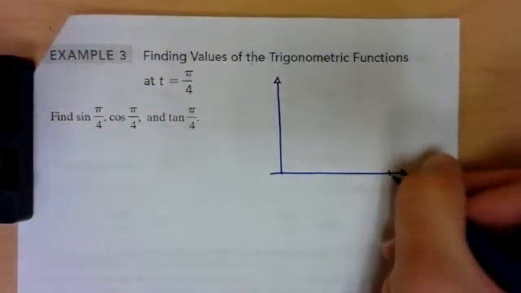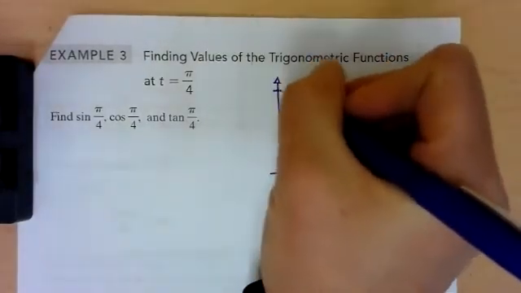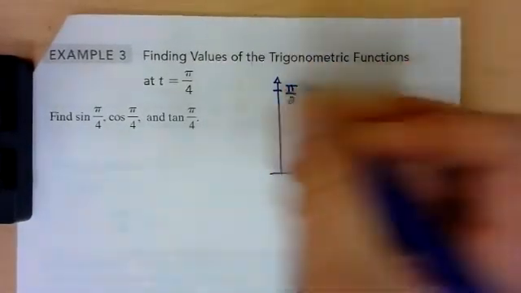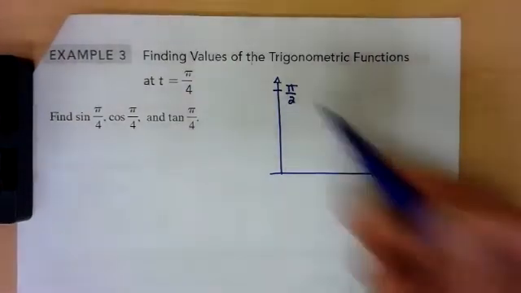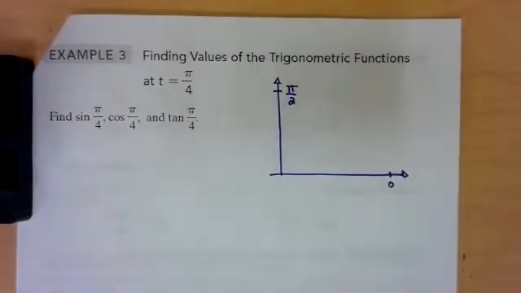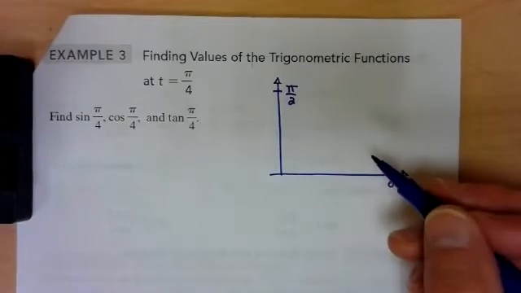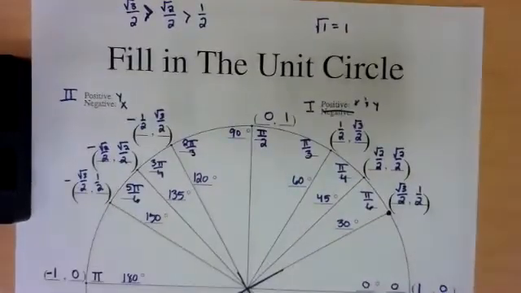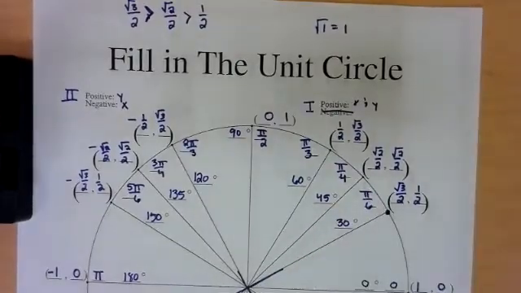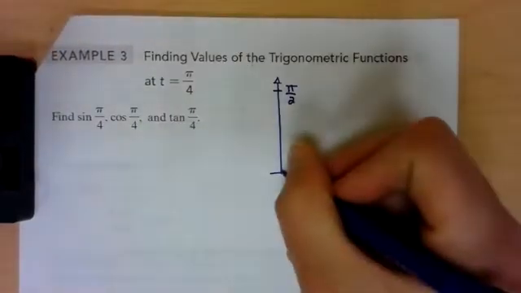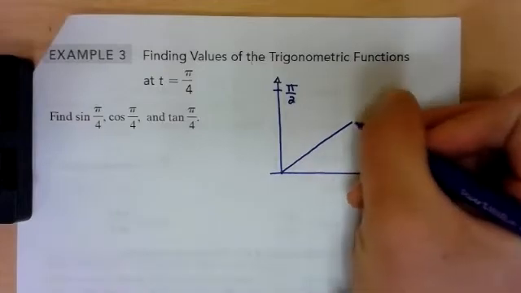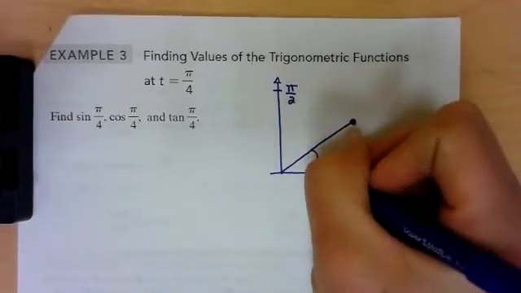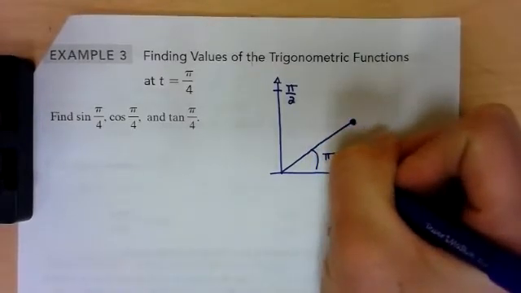Well, here I know that this is 0 radians, this is pi over 2 radians, and pi over 4 is smaller than pi over 2. So we're in quadrant 1, so we only need to draw one quadrant. In fact, if we remember back to our unit circle, it's only halfway there. Pi over 4 is right in between pi over 2 and 0. So pi over 4 is our radian measure.